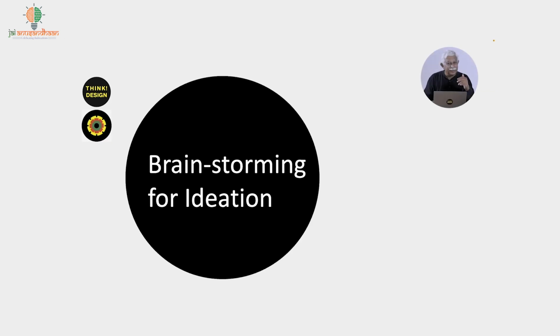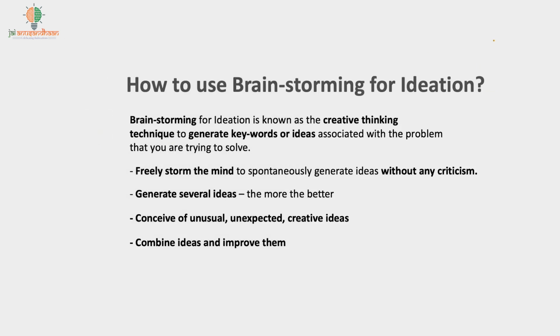So now we are looking at brainstorming for ideation. How to use brainstorming for ideation is the same technique where you actually sit down even with your friends as a group and try to generate keywords or ideas associated with the problem that you are trying to solve. You now have your rebrief, right? Restatement of the problem. Look at it, dissect it, and then try to find solutions to each of those issues that you actually restated in the problem statement.